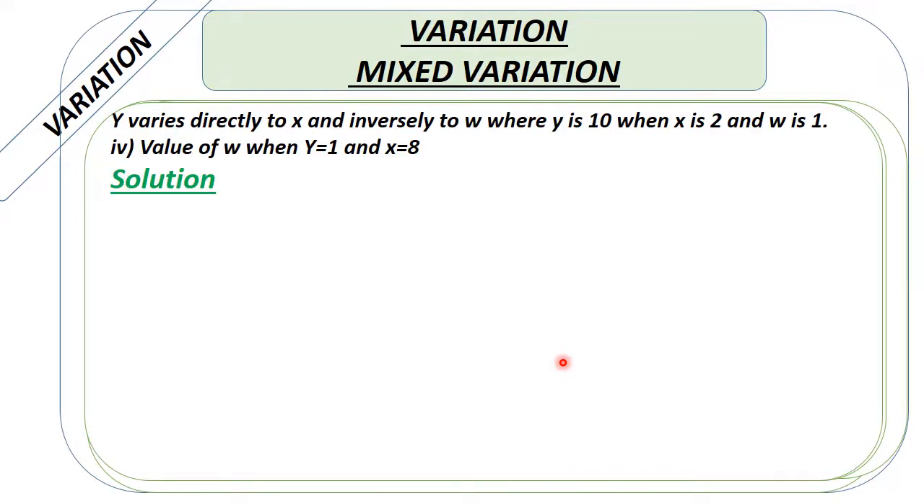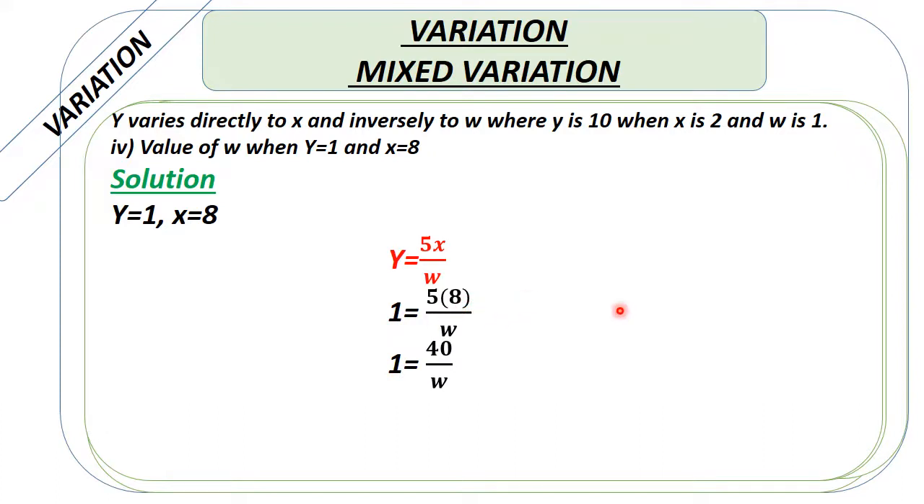The fourth is the value of w when y is 1 and x is equal to 8. So y is equal to 1 and x is equal to 8. This is our expression connecting y, x, and w, so we always use this expression. We've been given the value of y and the value of x, and they want the value of w. So we can just plug in the values. Where there's y, we put 1, where there's x, we put 8.